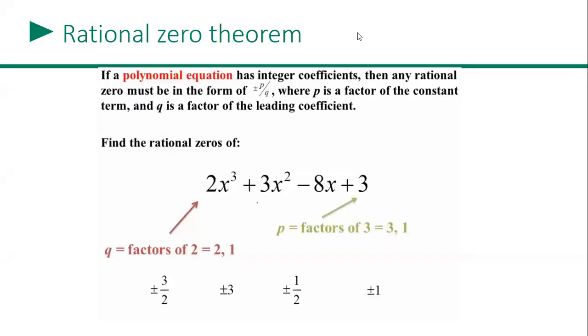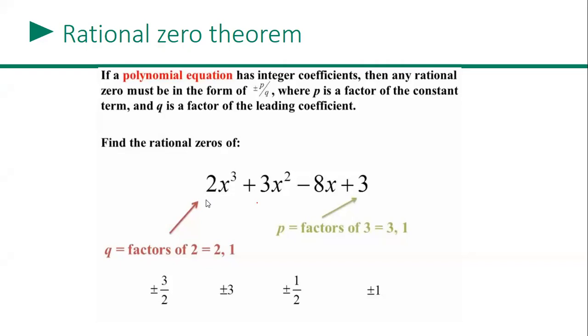Rational zero theorem, okay? Our rational zero theorem is what you need to do your polynomial showdown. It says, if a polynomial equation has integer coefficients, then any rational zero must be in the form of plus or minus p over q, where p is the factor of the constant term and q is the factors of your leading coefficient. So when we look right here, this is our p, this is our q.